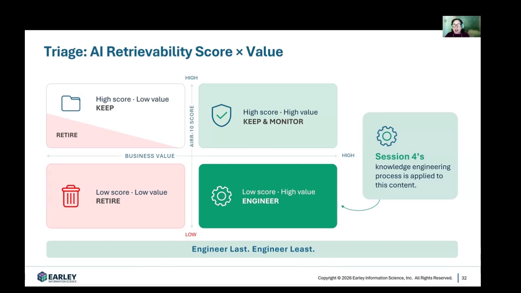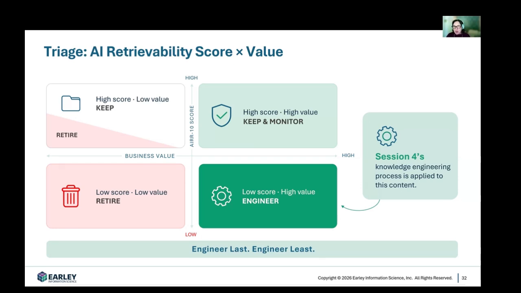If you have a low score, high value, this is the only quadrant that gets engineered. This is where session 4's knowledge engineering process applies. Engineer last, engineer least. So let's make this concrete. If you have a 5-year-old white paper, it has a low score, maybe no current dates, maybe the examples are a little outdated because it was before generative AI was a big deal, or it has a weak structure, but the business still talks about it constantly, right? Engineer it. If nobody references it anymore, retire it.